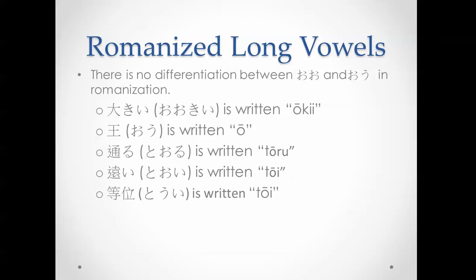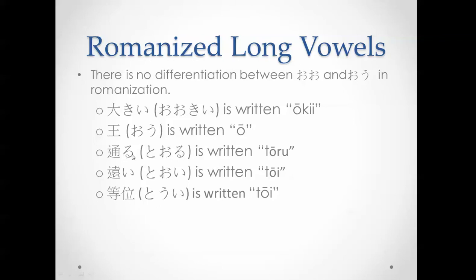Note that there's no differentiation in romanization between O and OU in romanization of place names and things like that. So Ōoki is written O with a macron, K-I. But if you're writing the furigana, for example, of Ōoki, you don't write O-U-ki, you write O-O-ki. Ō, king, the kanji for king, is written with an O and a macron. So it looks the same here as it does here, but in the kana we see that there is a difference.